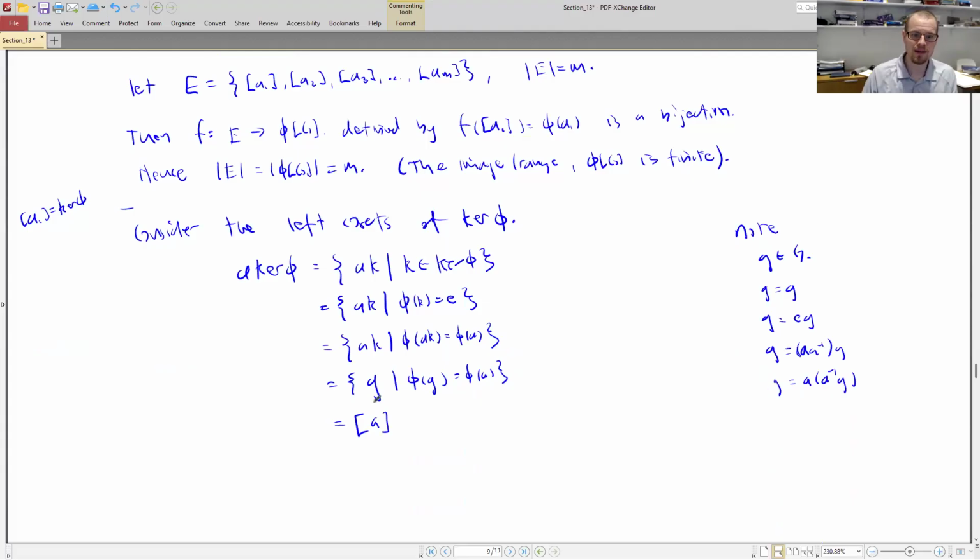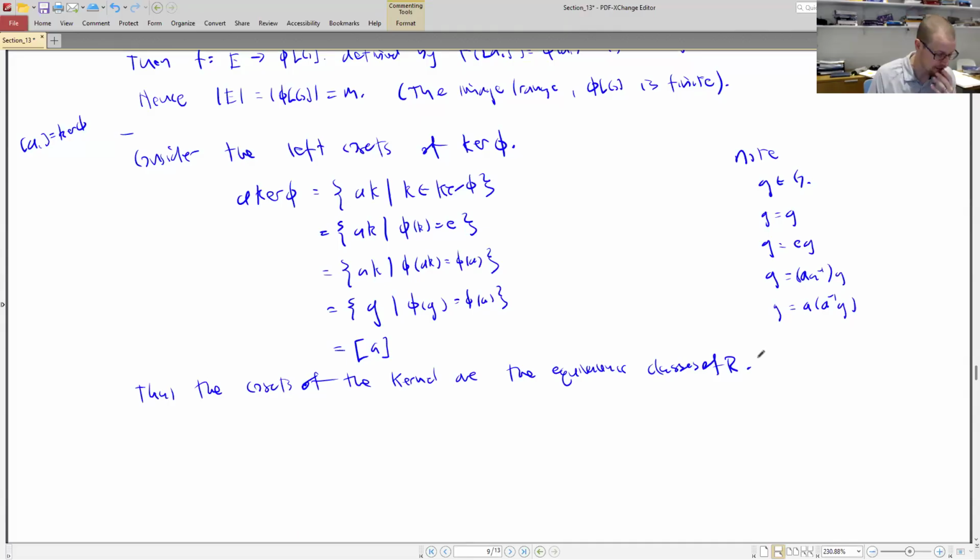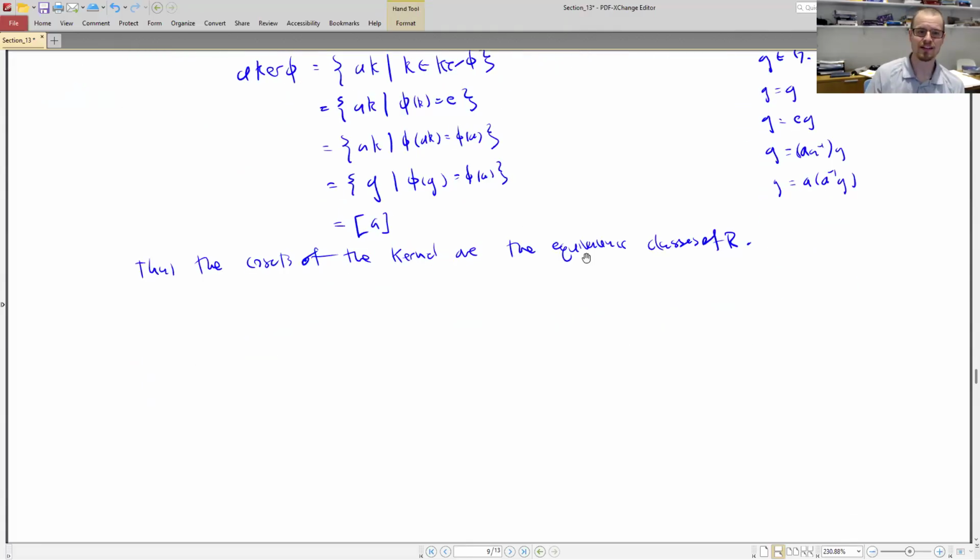That's awesome because we get that, thus, the cosets of the kernel are the equivalence classes of R. Why is that good? Well, we already know that when we talk about cosets, each of the cosets has the same number of elements in it.